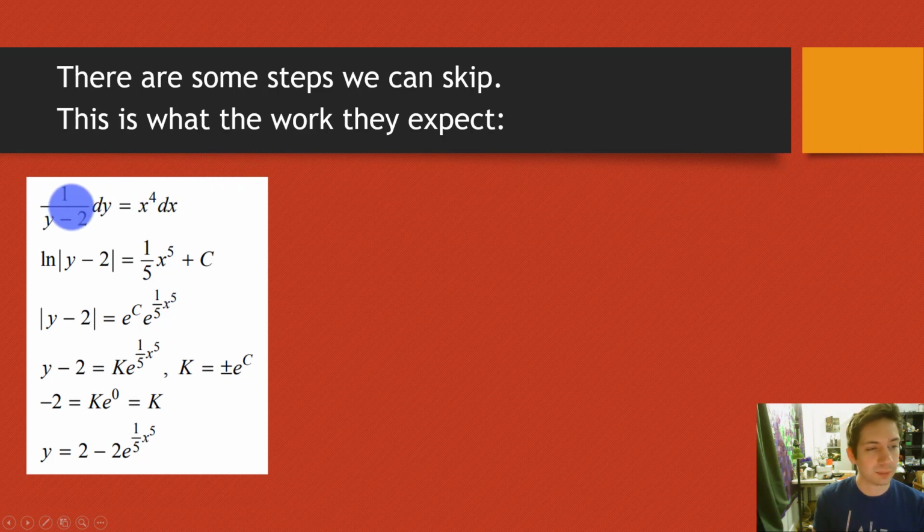So from the first step to the second, they took the antiderivative of both sides without showing the integral sign. Then they exponentiated both sides without showing e to the natural log. You can do that too. It's totally fine. And they took the c and made it out front, e to the c, as well. So they combined a bunch of steps that we had multiple steps for. Then they said y minus 2, getting rid of the absolute value, is equal to k e to the whatever, blah, blah, blah, where k is equal to plus or minus e to the c. Then they applied the initial condition to solve for k, and then they rewrote.